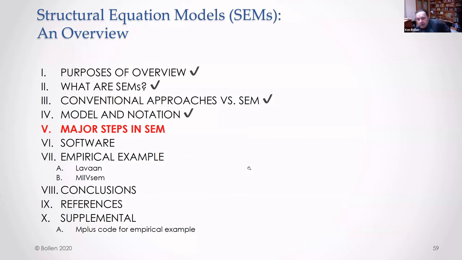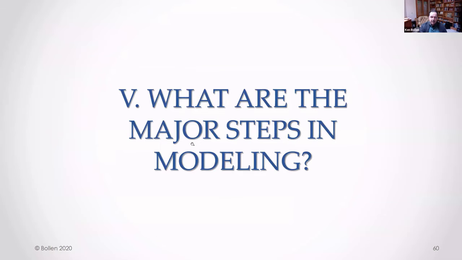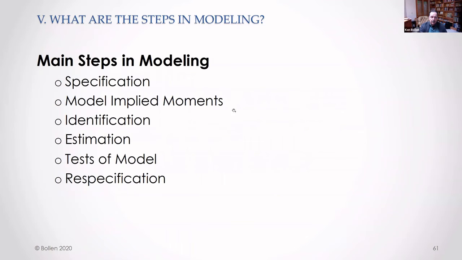Okay, if not, let's move on then to the major steps in structural equation models. What steps you would take to implement these? I'm going to highlight 6 steps, and we'll go over each one of them with some examples. First step, specification, basically formulating a model. Second step are the model implied moments, so understanding what they are. And the moments we're going to look at are mean values and variances and covariances.